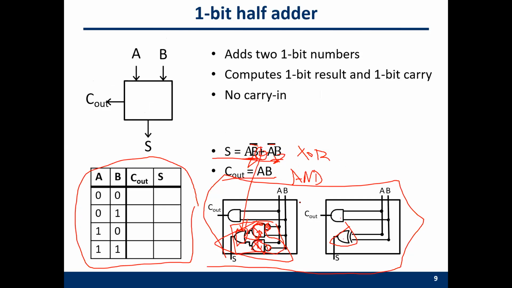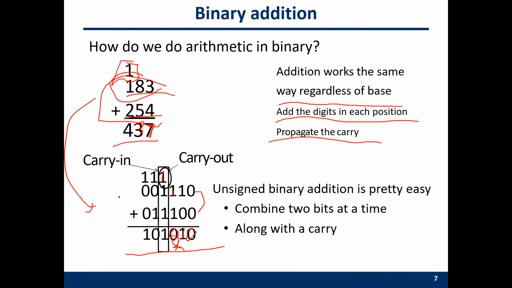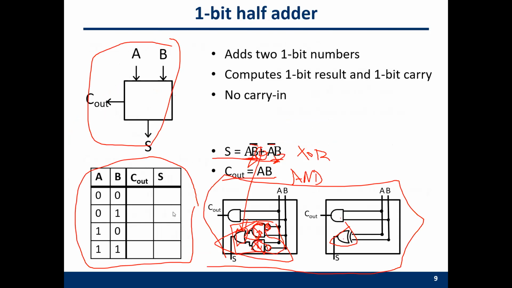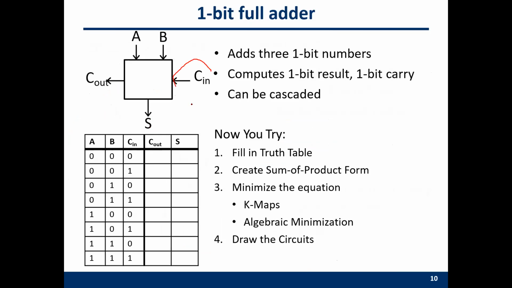Actually, this is only a half adder. A half adder cannot be used as a component in a multi-bit adder. This is only a 1-bit adder. When we try to build a multi-bit adder, we need to consider not only the carry out, but also a carry in. For example, my previous position, my less significant bit, may give me a carry in. How can we handle this carry in? Then we need a carry in here.